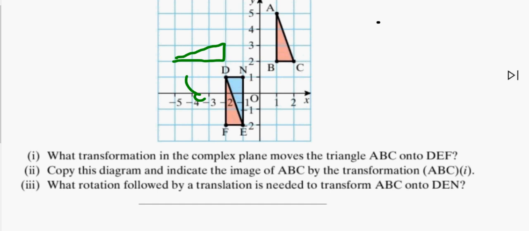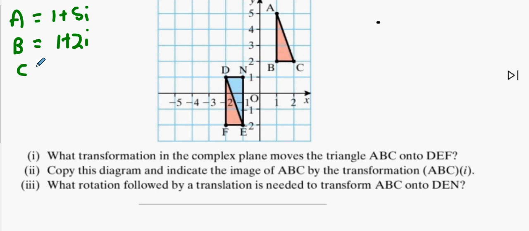So let's find out. Can somebody call me out the coordinates of A, B, and C again? What's A? 1 plus 5i. B? And C? 2 plus 2i? Alright. I'm going to multiply each one of these by i squared. What does i squared generally do? It will rotate it all by 180.